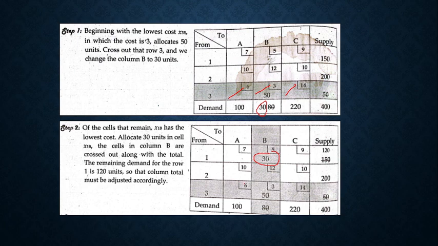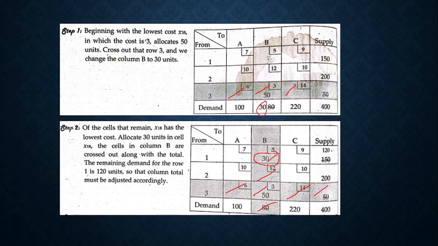So yan. Okay, cross out na. Okay, wala na ito and ito. Wala na ito si company. Okay? So cross out na yung demand. So the cells in column B are crossed out along with the total. So the remaining demand for the row 1 is 120 units. So that the column total must be adjusted accordingly.